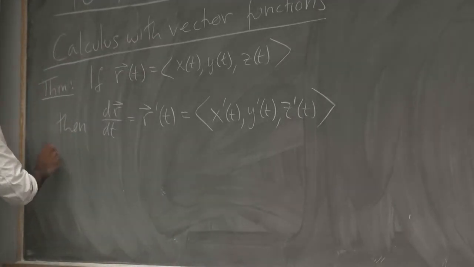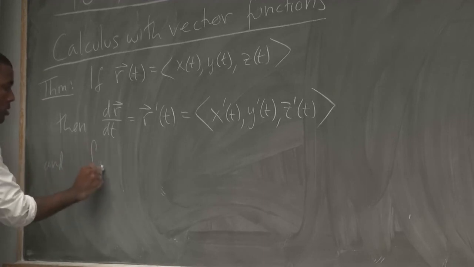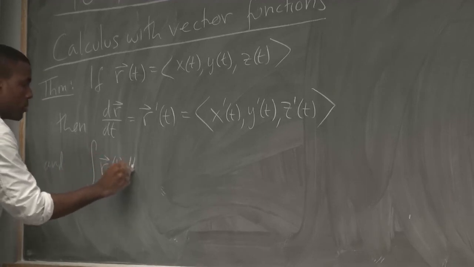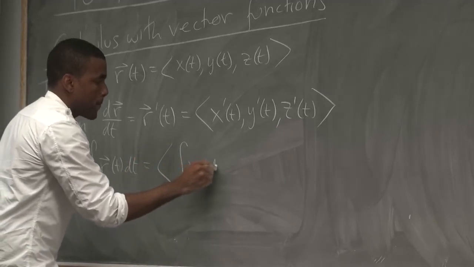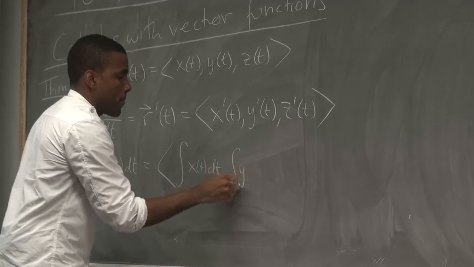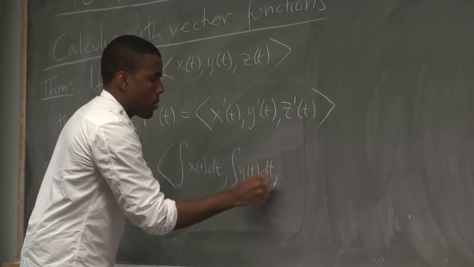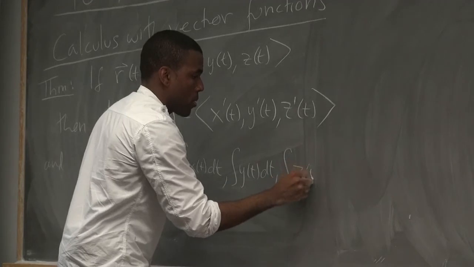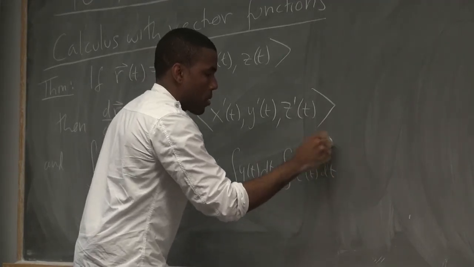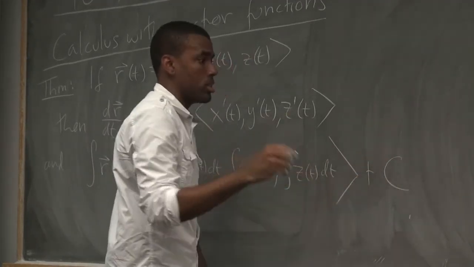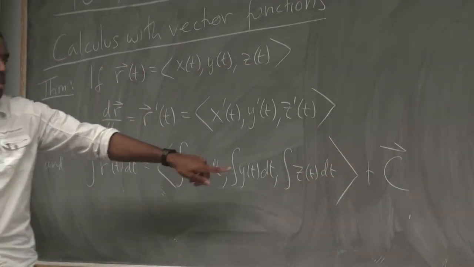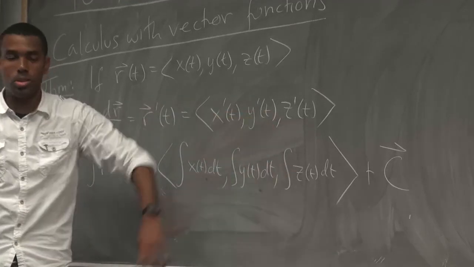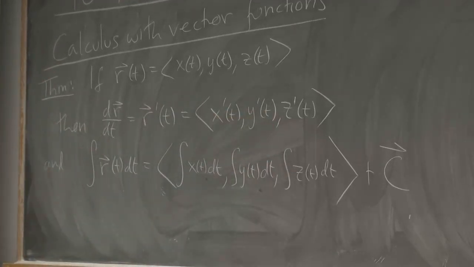You can also take the integral of r of t, and that's going to be, you take the integral of each component. Plus, you actually get a constant, but your constant here is actually a vector. It's a three-dimensional vector, right? Because you get an arbitrary constant for each component, and you can separate those into a constant vector.